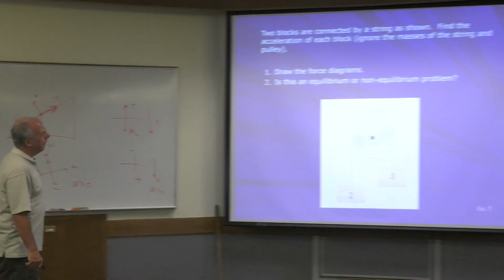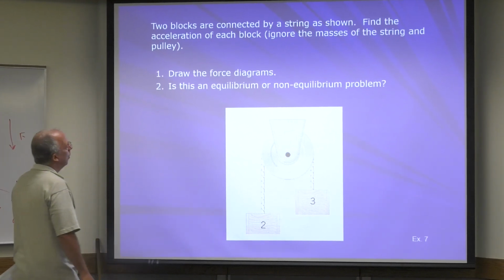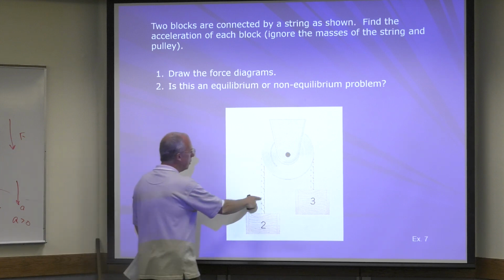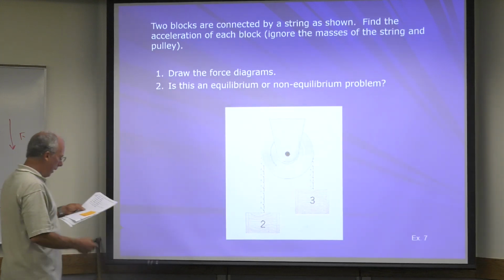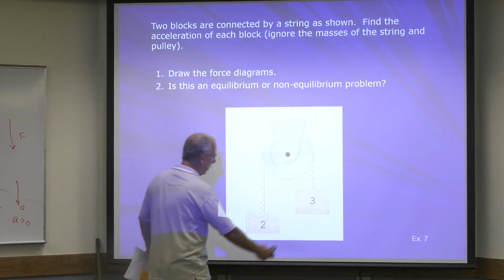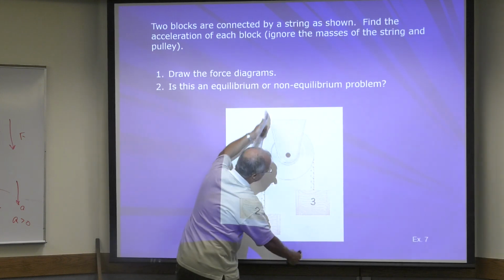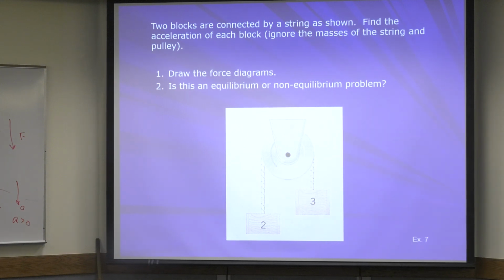Two blocks are connected by a string. Find the acceleration of each block. Ignore the masses of the string and the pulley, like always. So know that the magnitude of the tensions are going to be the same. Okay. Let's just assume that this one has a greater mass than this one, so it's going to go like this. So draw the force diagrams and answer the question. Pause your video and do it, please.